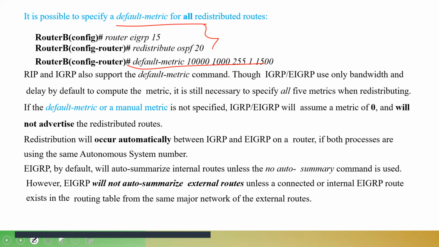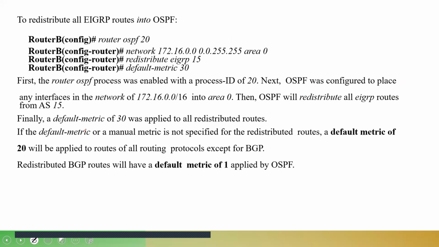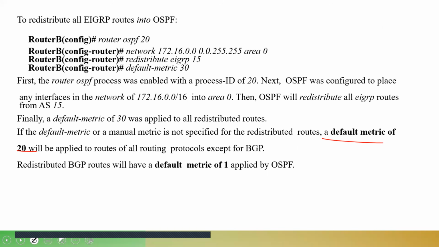Now, some of the protocols, if you're not putting the default metric, they will mark this as a zero metric and it will not advertise. Not the case in OSPF. OSPF has a default metric of 20. So that means still it will work. Okay, but some of the protocols have default metric 0, that we can go and list those protocols.